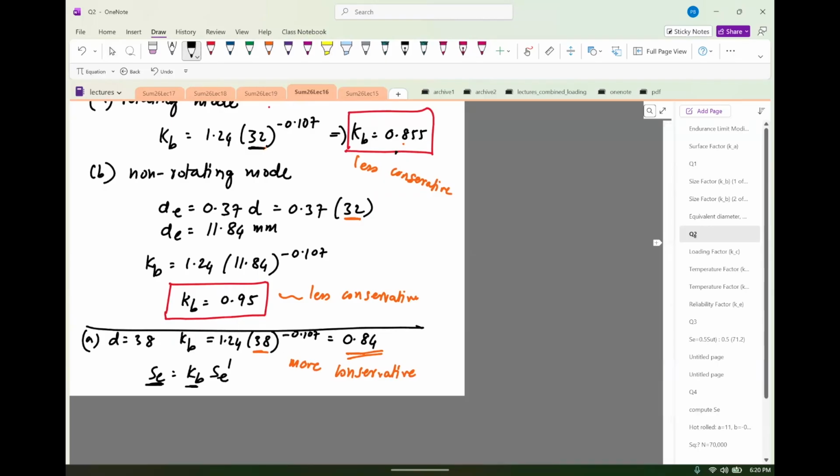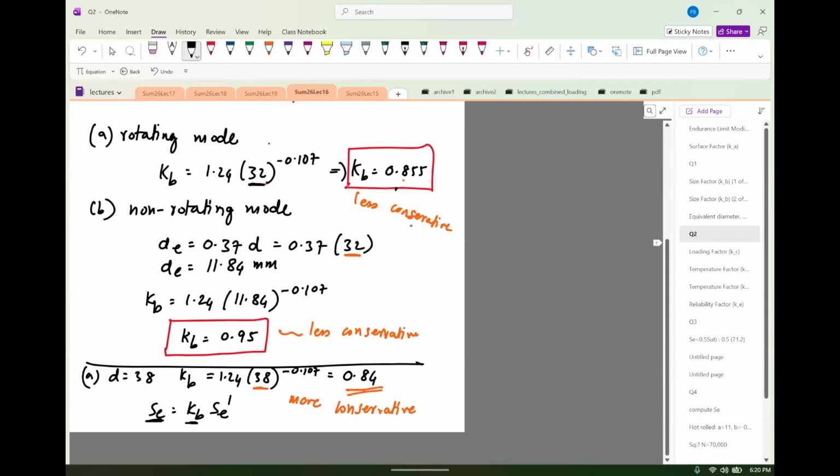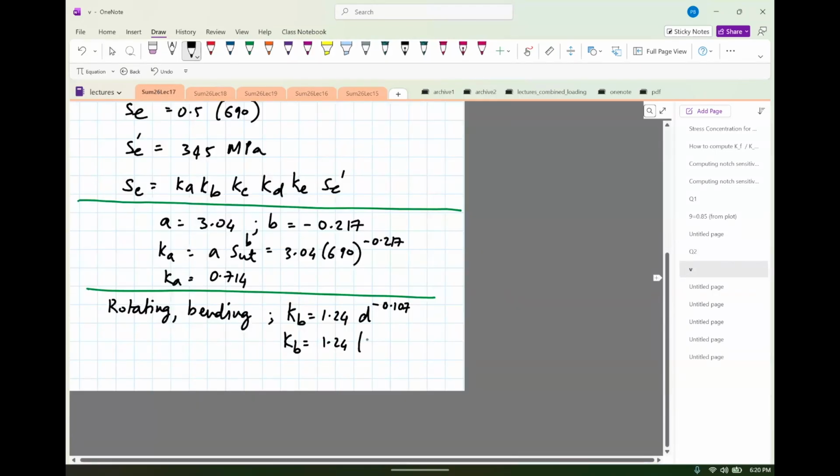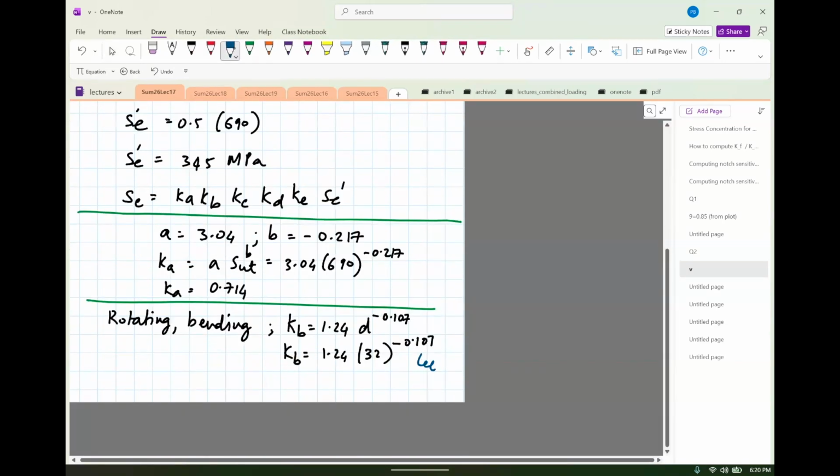So the smaller the k is, the more conservative it is, and the larger the k is, the less conservative it is, because remember it's kb times the c prime. I would just be less conservative. Let's just use 0.855. Really, I don't think the answers will change by a whole lot if we use either of them. Let's be less conservative, use 0.855 like we've done before. So Kb is 32 times 0.107, and I would cross-reference this with lecture 16. Okay, so using this, we have Kb equals 0.86. So 0.855, I rounded to 0.86.